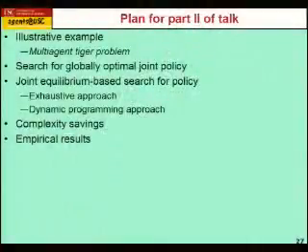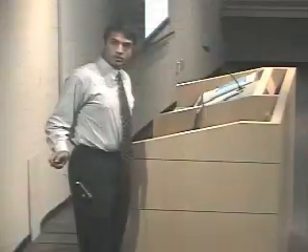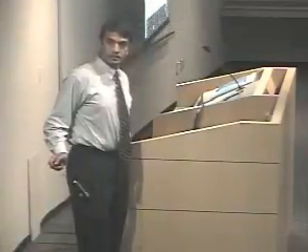Okay, so I'm going to talk to you about an illustrative example. I'm going to explain something about the complexity of the globally optimal algorithm. I'm going to talk about the joint equilibrium-based search for a policy and a dynamic programming approach which would do this search for the optimal policy. And I'm going to talk about the complexity savings and some empirical results.